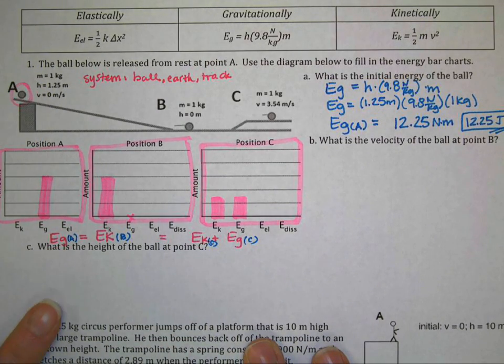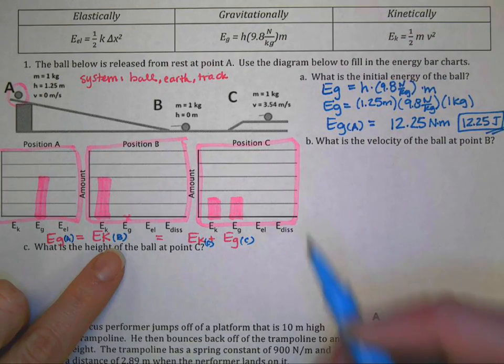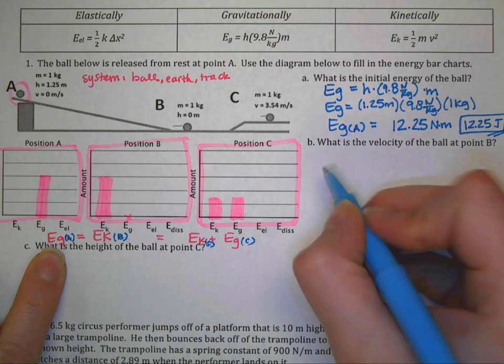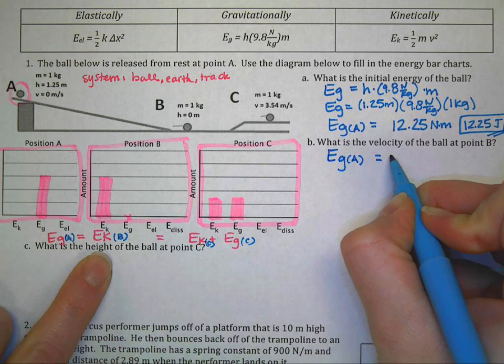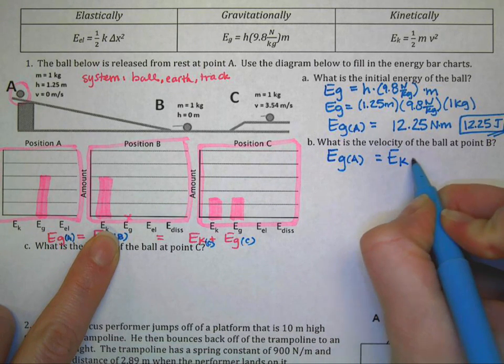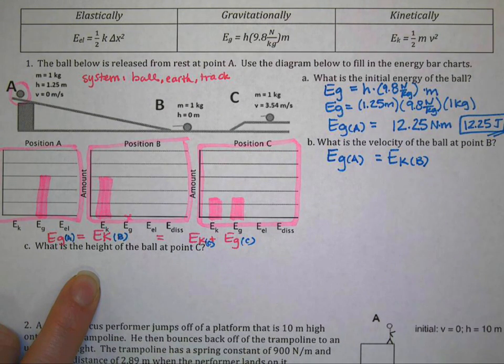Okay, so hopefully that wasn't too bad. But energy is not usually used just to find out how much, but to find out information about the object along a certain path. So for instance, question B asks, what is the velocity of the ball at point B? We know that the energy stored gravitationally at point A is equal to the energy stored kinetically at point B. So we can write our own equation for this to figure out the velocity.